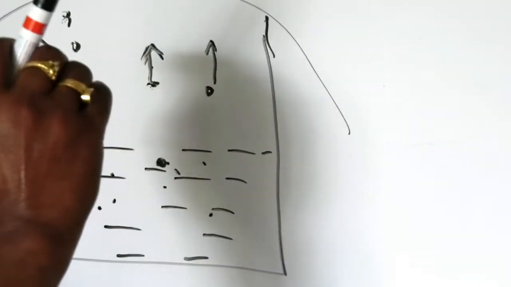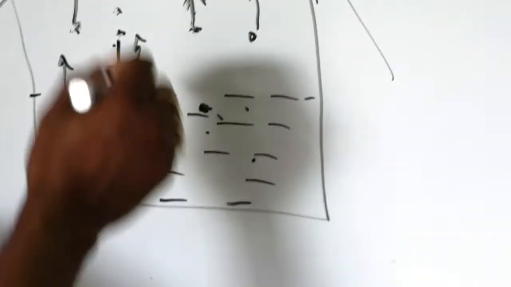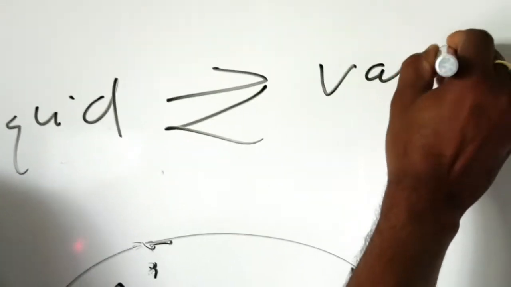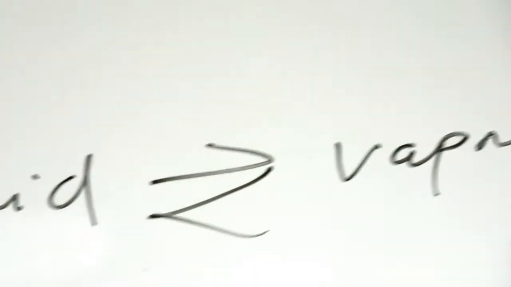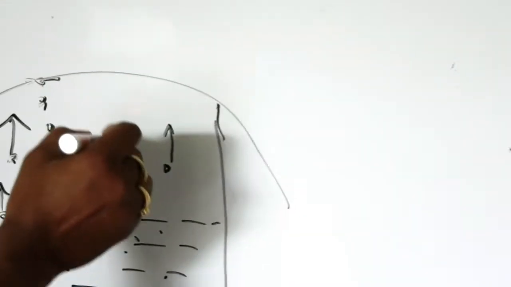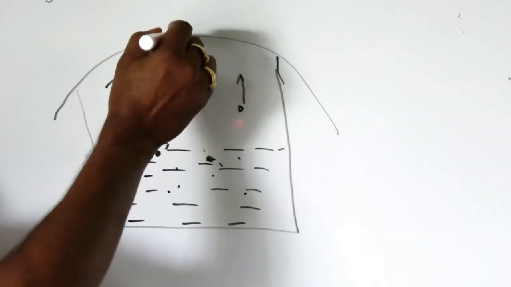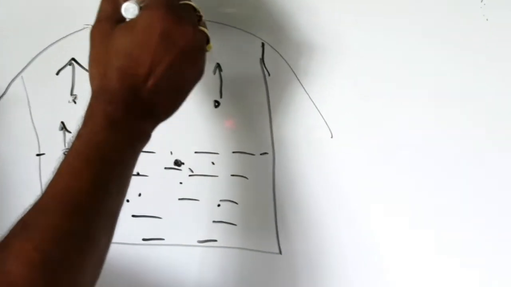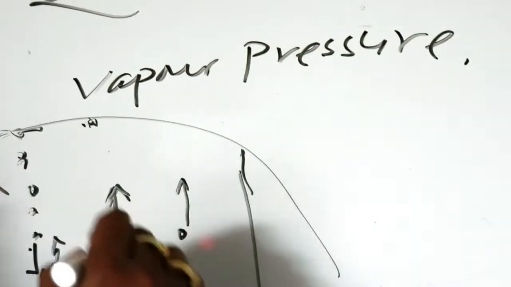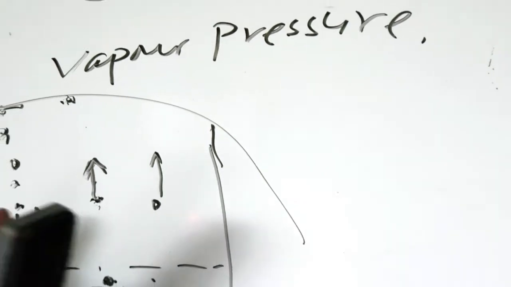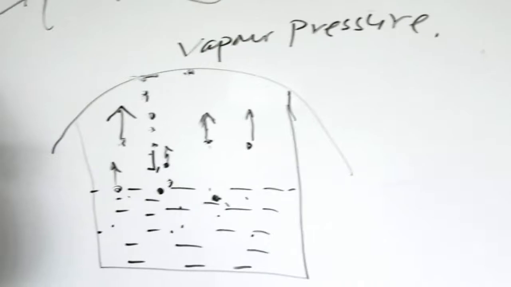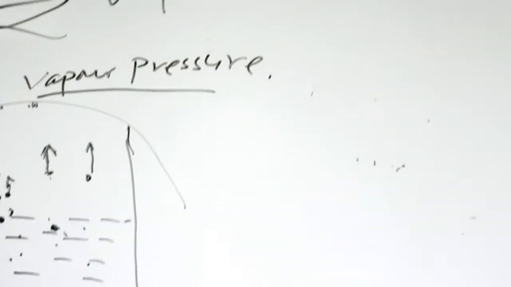Rate of evaporation will be equal to the rate of condensation. Then that state is called the equilibrium state. Liquid and vapor are in equilibrium, and in this equilibrium state, the pressure of the vapor of a liquid exerted on the wall of the vessel is called its vapor pressure. Vapor pressure: the pressure exerted by the vapors of the liquid molecules at the state of equilibrium is called vapor pressure. Now let us consider the factors affecting vapor pressure.